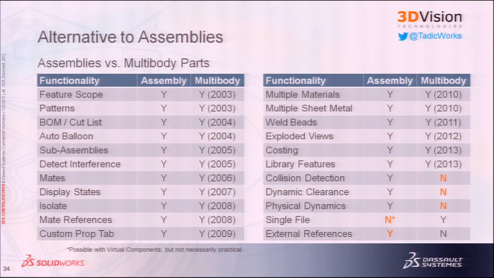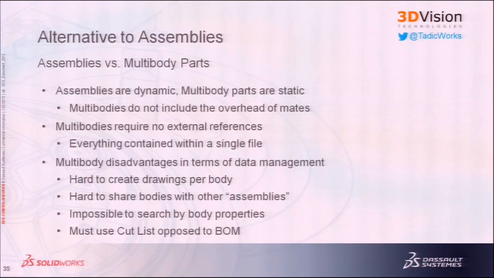The main difference, though, summarizing the differences, is that assembly models are dynamic and multi-body parts are static. Okay? So if you have moving components and you want to see those degrees of freedom with those mates and all that, you need to use an assembly. All right? There's absolutely no comparison. Multi-body parts, where you leave that part, that's where it's going to stay until you physically use a feature to move it. Multi-bodies require no external references.